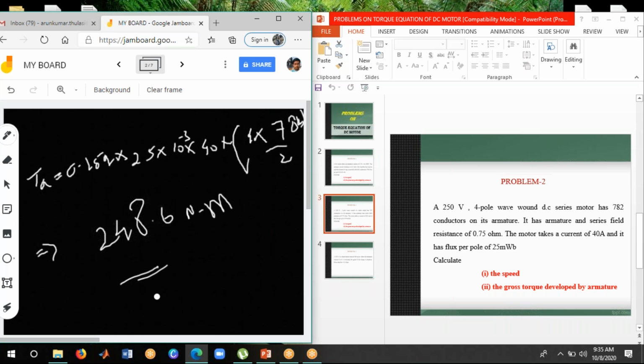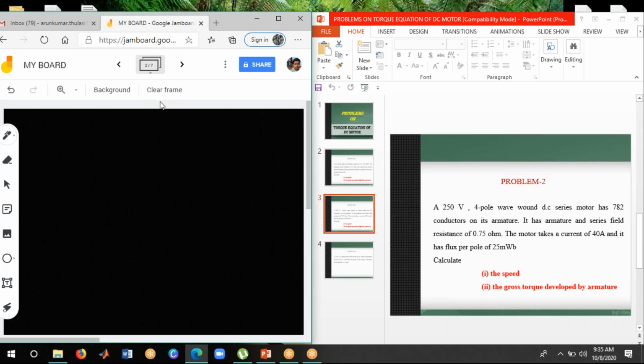So this is the way of finding these values for DC series, DC shunt motor, or any DC motor. You can solve the problems like this. Now we are going to solve the third problem. It is quite different from the last two problems; the third problem is a bit different from the two we did before. Let me show you how.